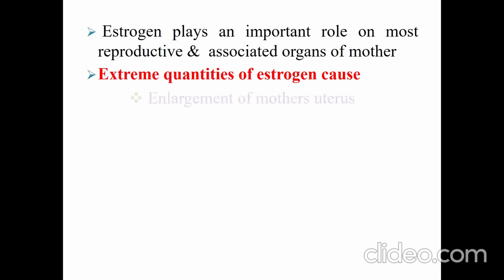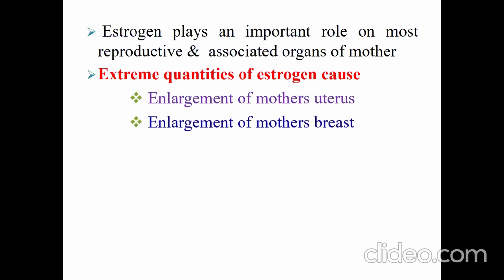Extreme quantities of estrogen cause certain changes in the mother. When more estrogen is produced, what are those changes? Enlargement of the mother's uterus, which is very important for fetal development. When the fetus is developing, the uterus should accompany its size. Next, enlargement of the mother's breast. Obviously, it has to be, because only then can the mother nurture the young one.